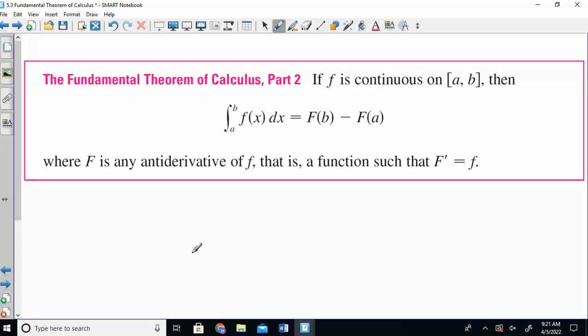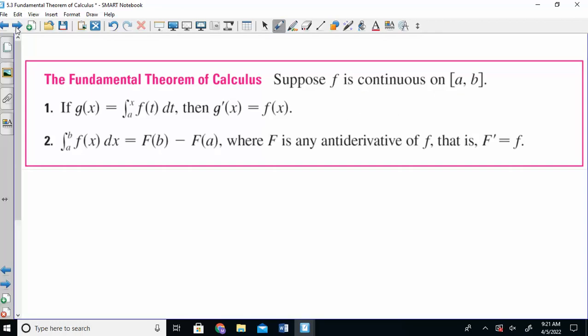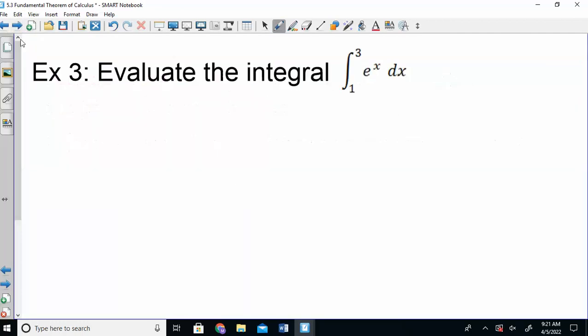Second part of the fundamental theorem of calculus is just what we've already been doing. We already know that the integral is the same thing as an antiderivative. We already know that we can just do that and plug in and subtract. So we've already been doing that. We just didn't have the name for it, that it was the fundamental theorem of calculus. So that is kind of the summary, the two parts of that theorem. So let's just keep practicing.